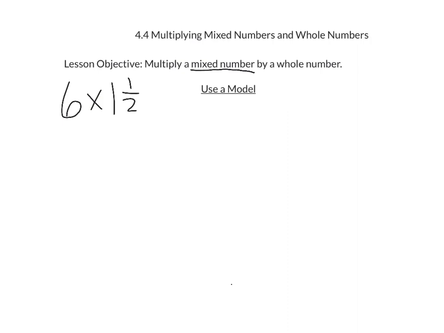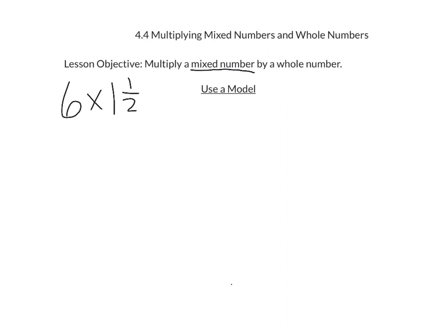So if we look at our problem, 6 times 1 1/2, 1 1/2 is a mixed number because there's a whole number part and a fractional part. We're going to start by using a model.